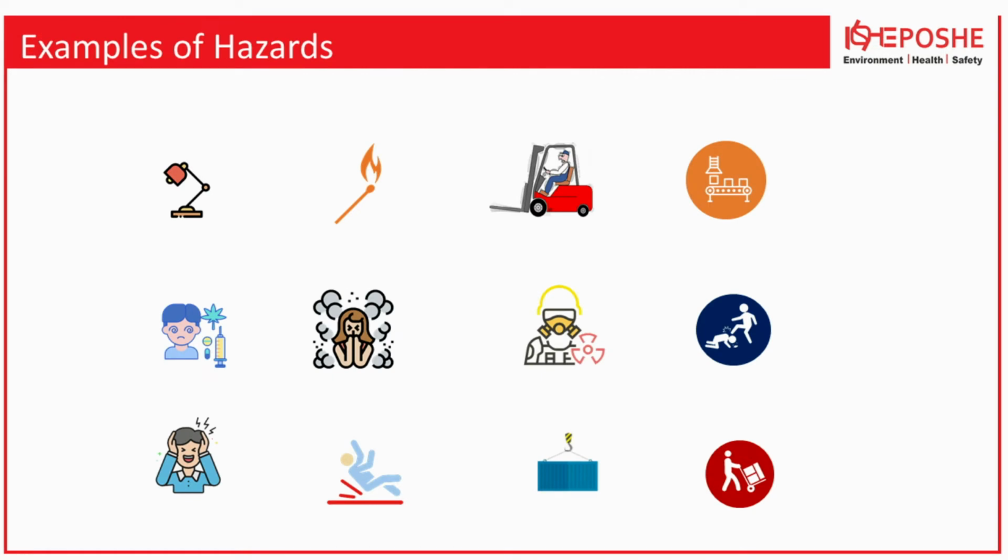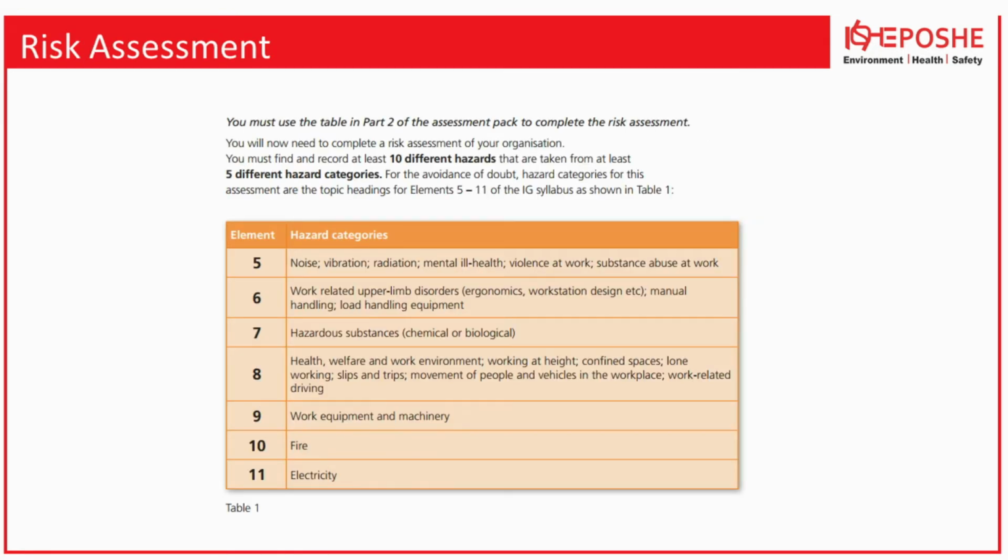Examples of hazards: lighting, fire, forklift or overspeeding of vehicles, conveyor, drug abuse, dust, radiation, aggression and violence, stress, slip and fall, falling of objects, manual handling. These are a few examples. You have to identify the hazards based on your workplace, but make sure they are from 5 different hazard categories. Remember, you have to write 10 different hazards from 5 hazard categories.